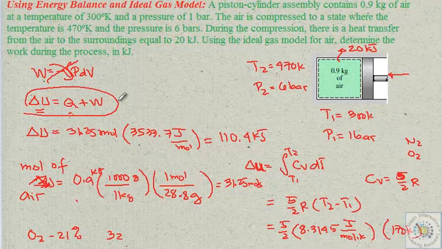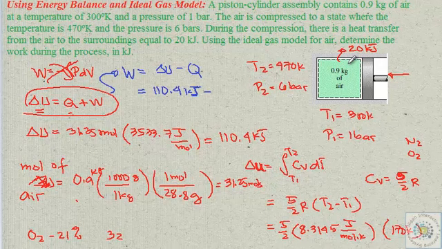And therefore, from our original equation, one can then solve again for W. How do you compute for work? Work will just be equal to delta U minus Q, where delta U now is known to be 110.4 kilojoule. Q will be negative 20. Why negative? Because it's being released to the surroundings, negative 20 kilojoule. That will give us 110.4 plus 20, which is 130.4 kilojoule. That's the work done by the process.